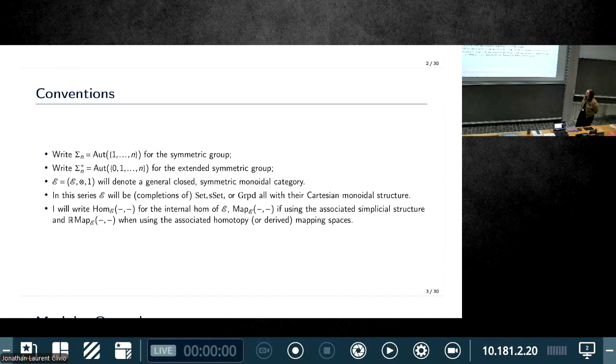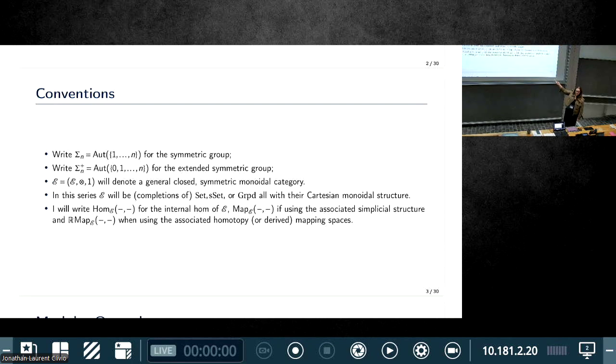All right, so let's make sure we all agree on notation. I write Sigma_n for the symmetric group on n letters, and Sigma_n^+ for the extended symmetric group. I'll be talking about modular and cyclic operads today, in particular in a general closed symmetric monoidal category. In practice, most of what I talk about, in particular tomorrow, only works when it's a Cartesian monoidal category.